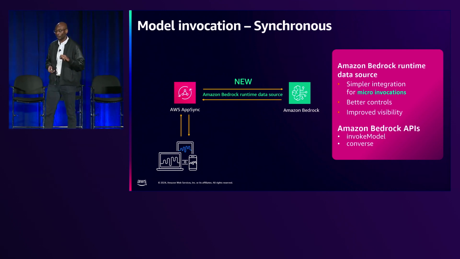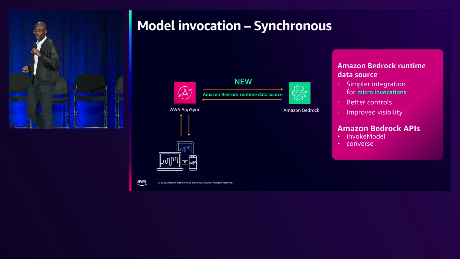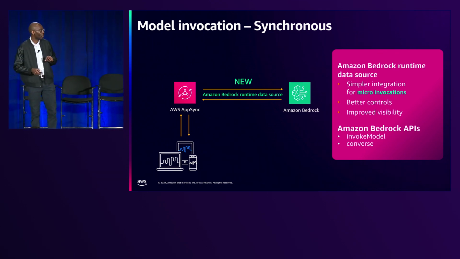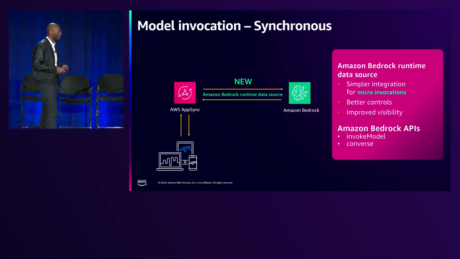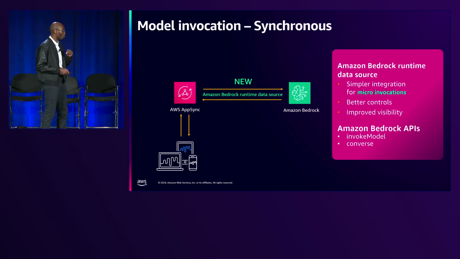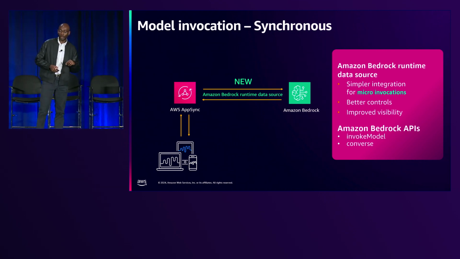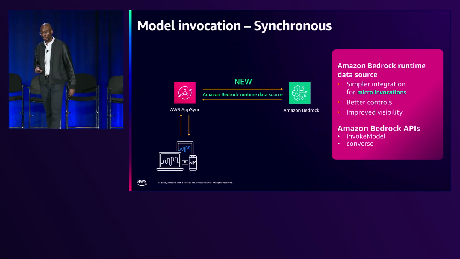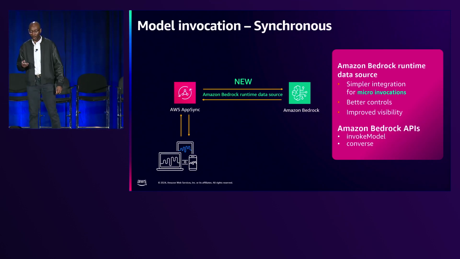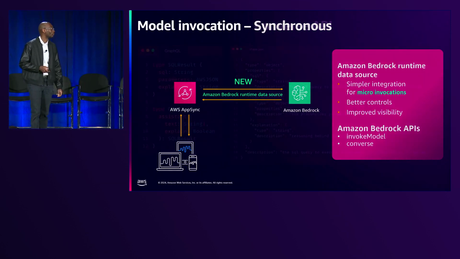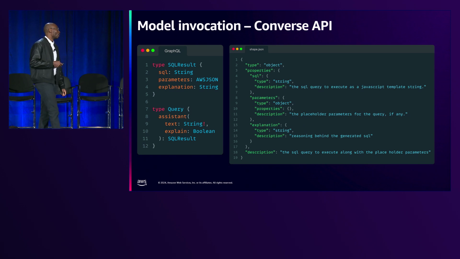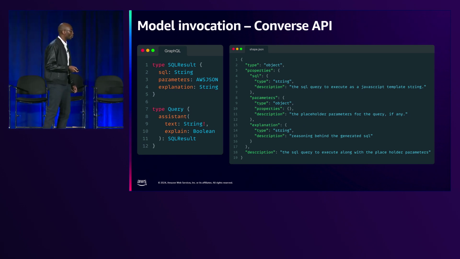And this is great for simple integrations from what we call micro invocations, invocations that take less than 10 seconds. And there are specific use cases where this is the right fit. It provides better control, and you can directly interact with the invoke model and converse API. Here's a quick example of what you can do with this now.